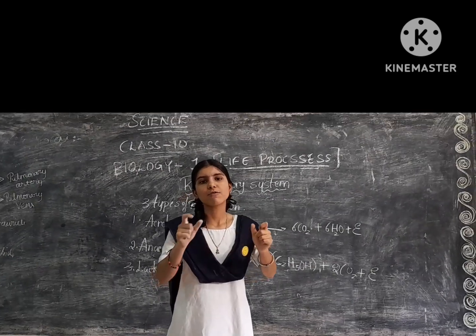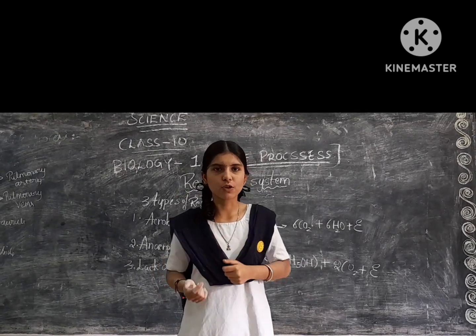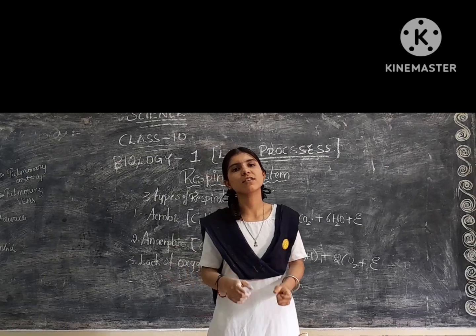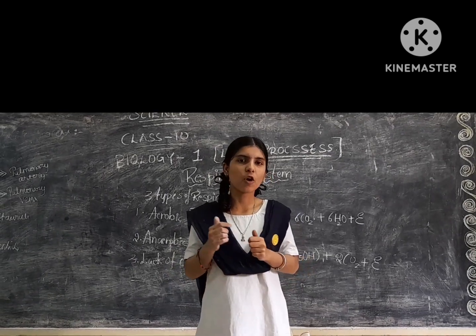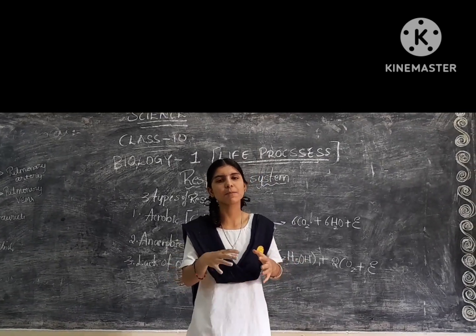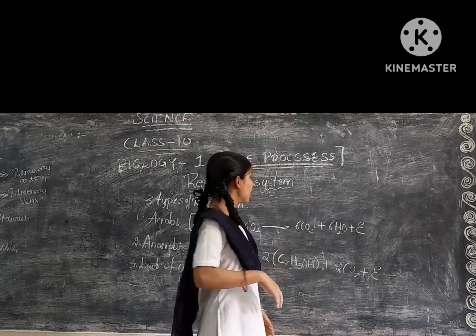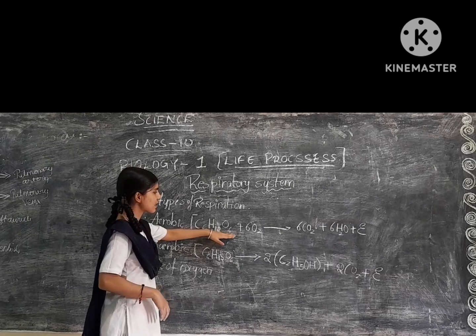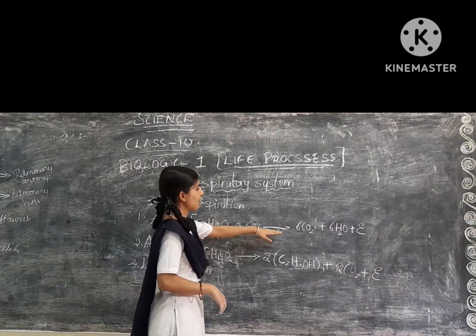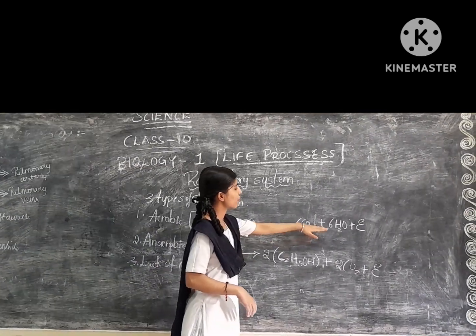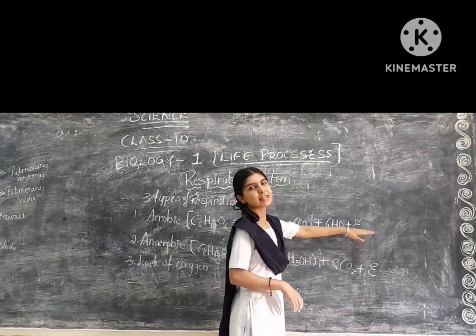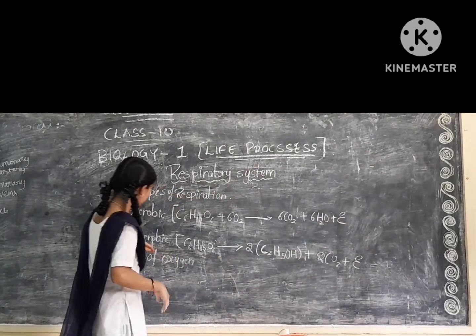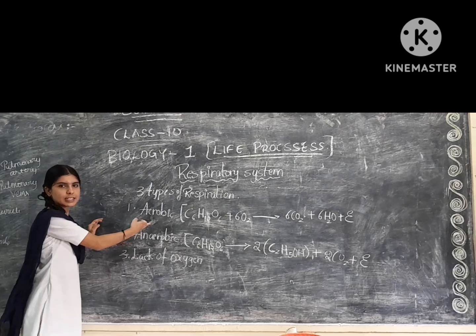In the cell, the glucose from food breaks down into carbon dioxide and water with the help of oxygen. This process of releasing energy is in the form of the formula C6H12O6 plus 6O2 gives 6CO2 plus 6H2O plus energy. That is the formula of aerobic respiration.